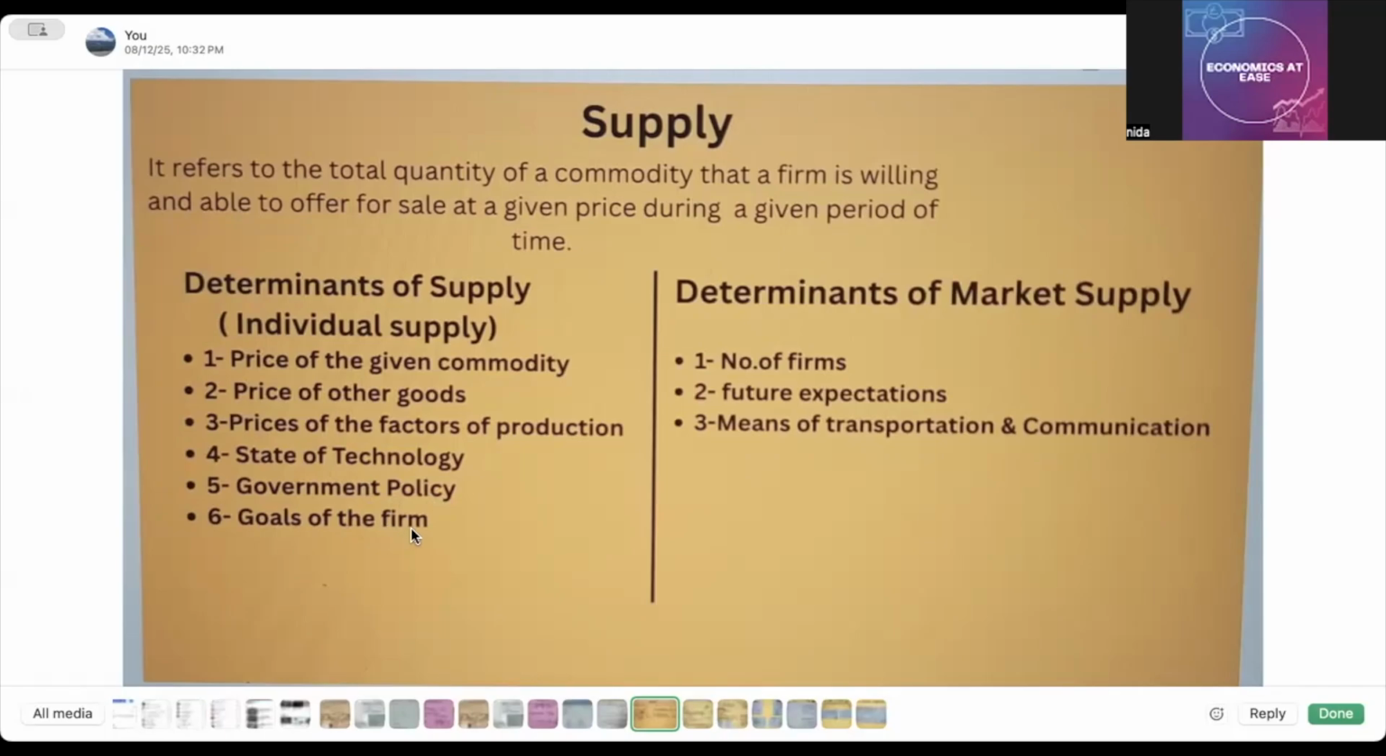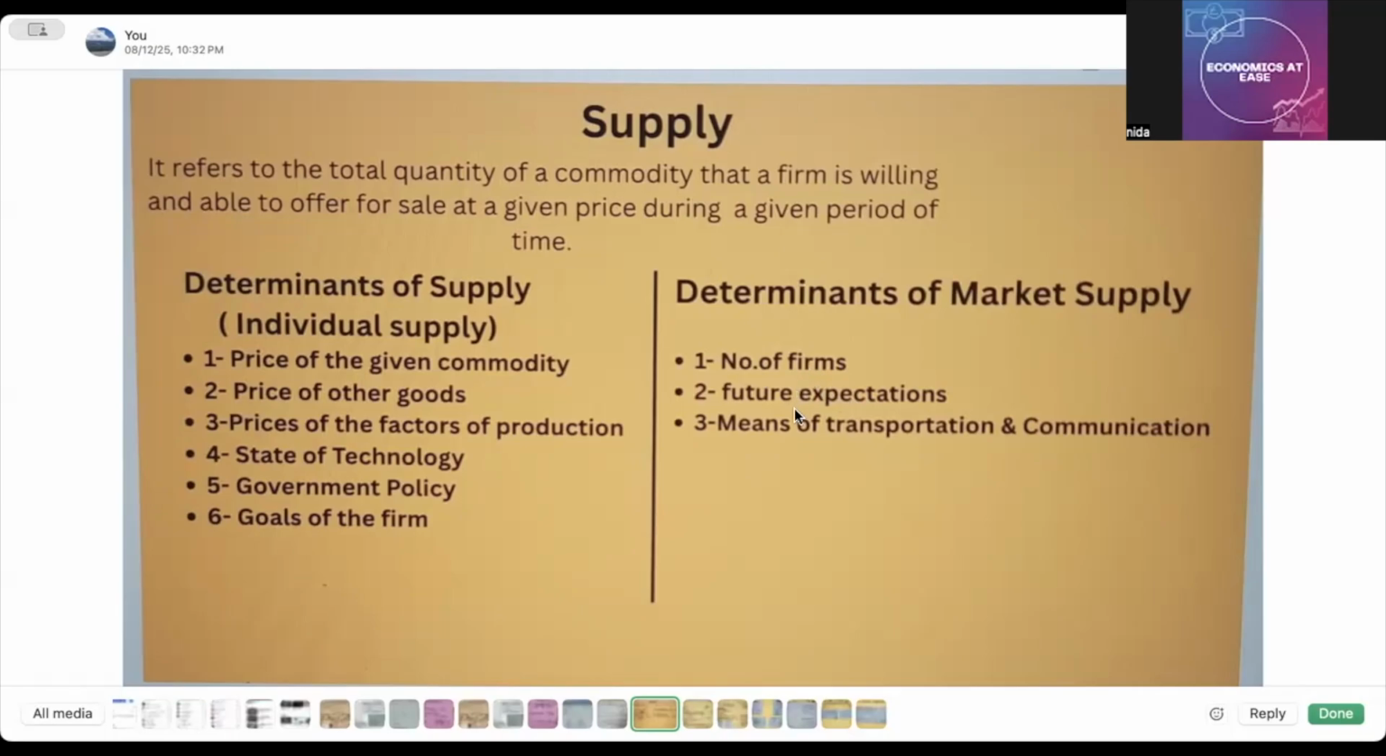Then the goal of the firm. The main goal of the firm is to earn the profit. But there are such firms whose goal is to capture an extensive market and enhance their status and prestige. That can also be a reason or a goal of the firm, but the main motive is to earn the profit. Then the determinants of market supply, that is the number of firms. As the number of firms increases, the supply also increases, and vice versa.